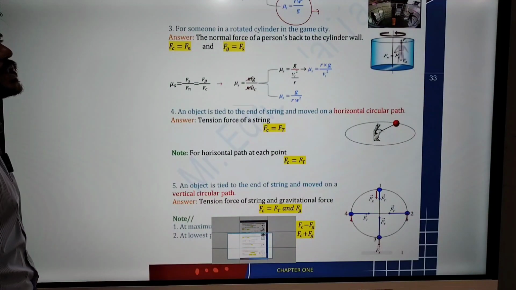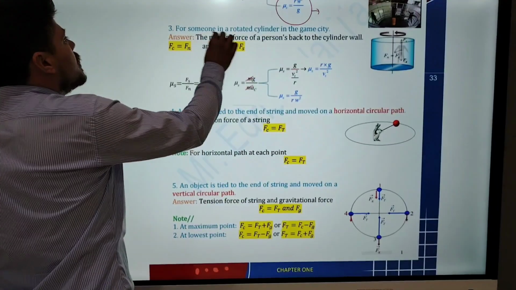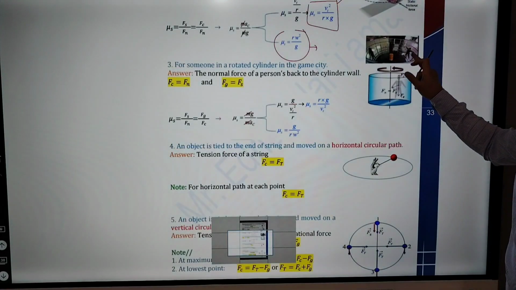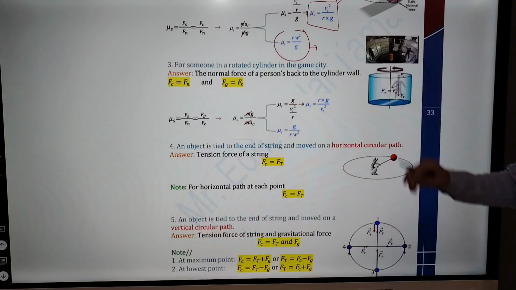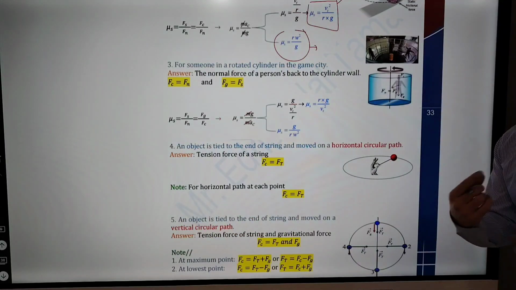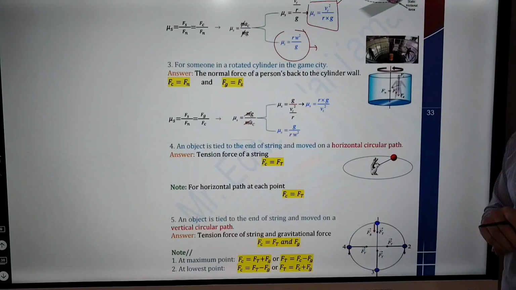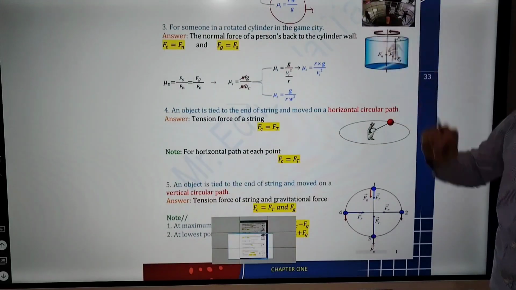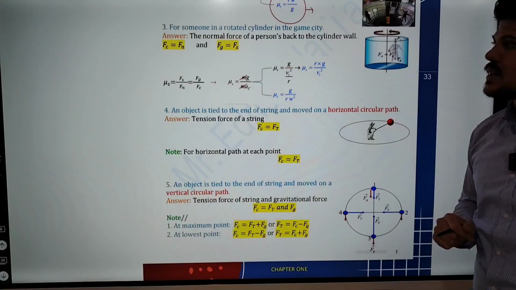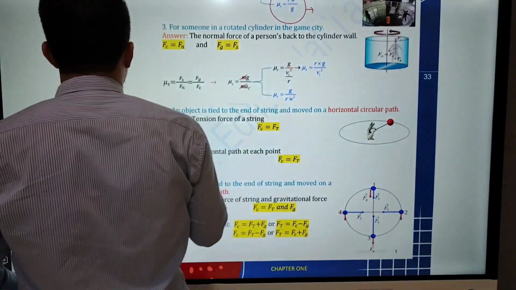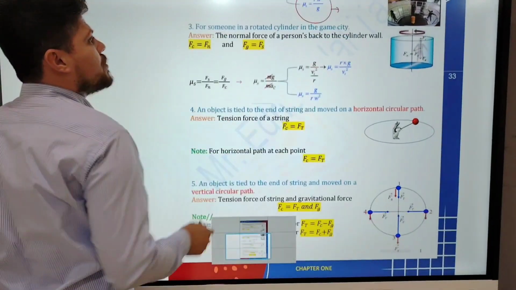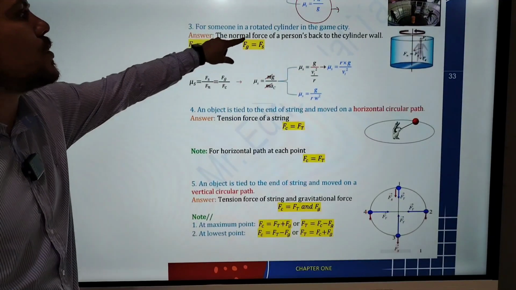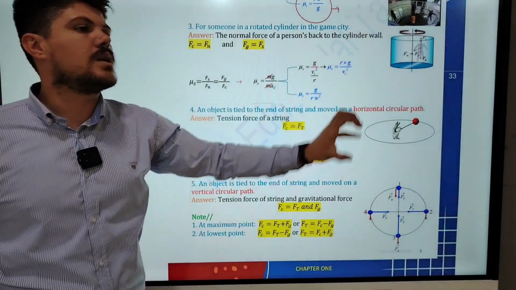Another source of the centripetal force is for someone in a rotating cylinder in a game city. Look, as you can see in this figure, this guy is stuck to the wall of the cylinder because of the rotating or spinning of the cylinder. So this situation is completely different from the previous situation, when the static frictional force provided the centripetal force. Why? Because in that case, the normal force of the person's back against the cylinder provides the centripetal force. What provides the centripetal force? The normal force of a person's back against the cylinder.